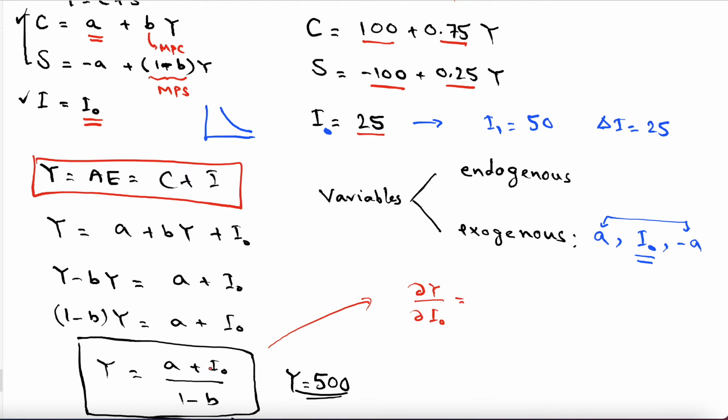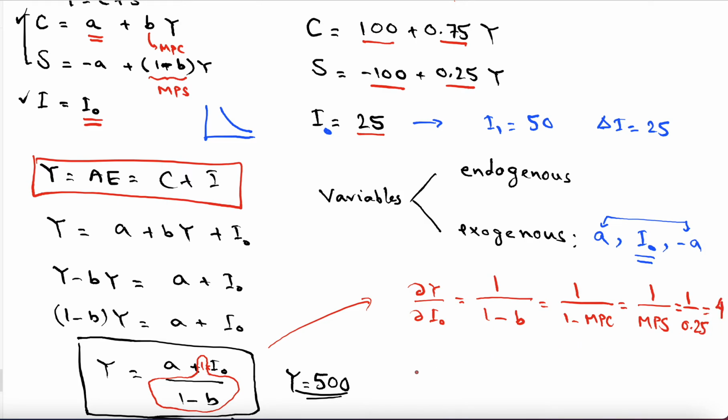So the coefficient is 1 divided by this. That's the way that you work it out, right? 1 over 1 minus b, or 1 over 1 minus MPC, or 1 over MPS. And MPS is 0.25, so it's 1 over 0.25, which is 4.